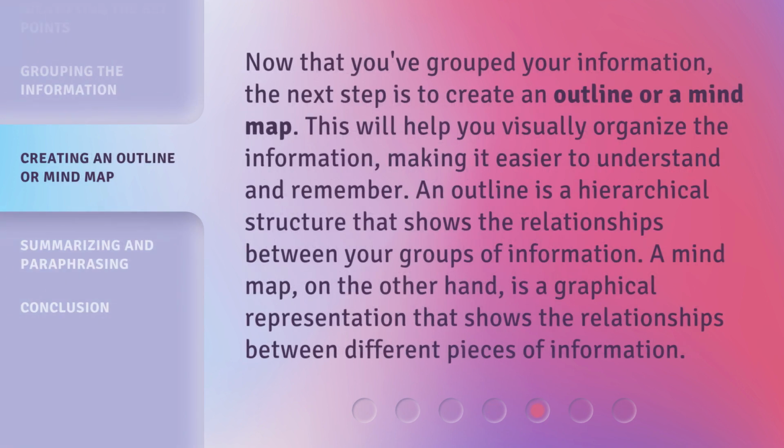Now that you've grouped your information, the next step is to create an outline or a mind map. This will help you visually organize the information, making it easier to understand and remember. An outline is a hierarchical structure that shows the relationships between your groups of information. A mind map, on the other hand, is a graphical representation that shows the relationships between different pieces of information.